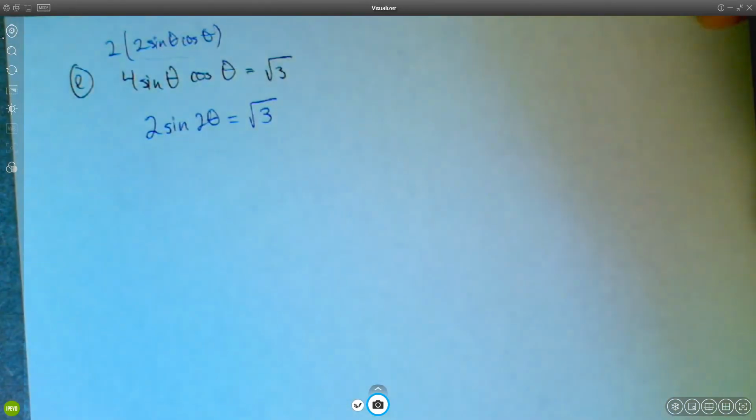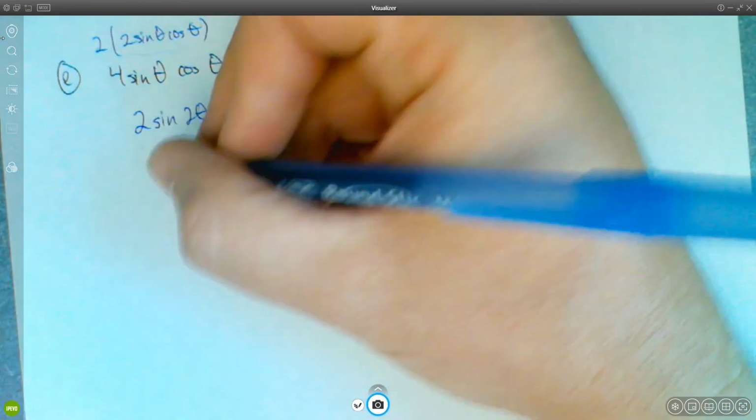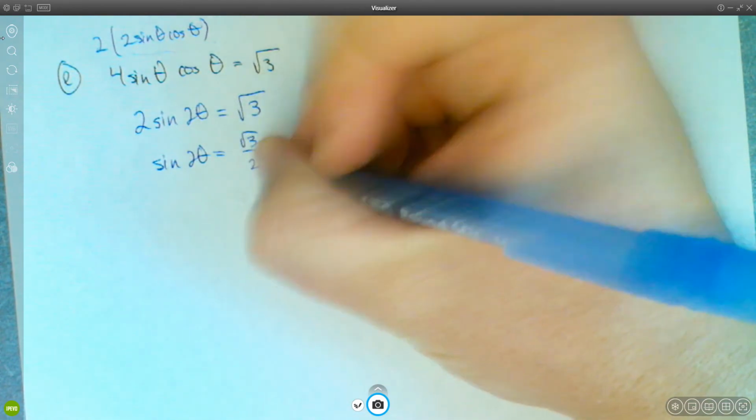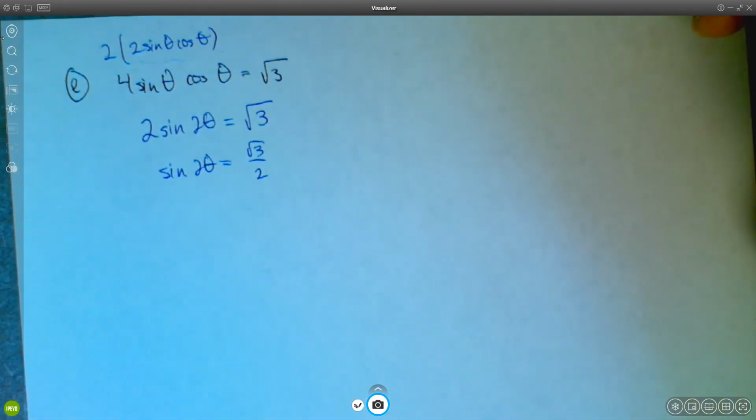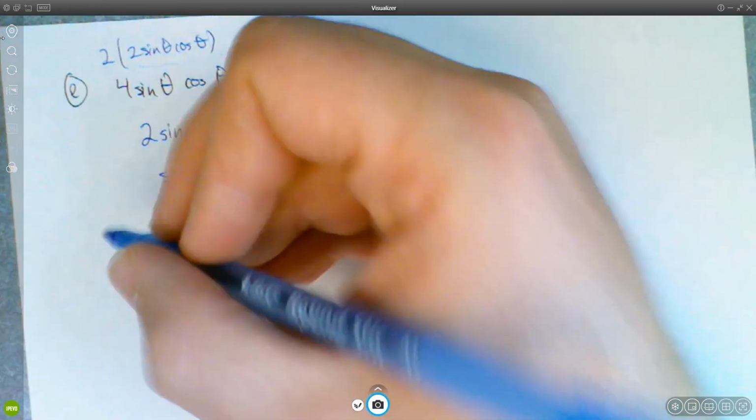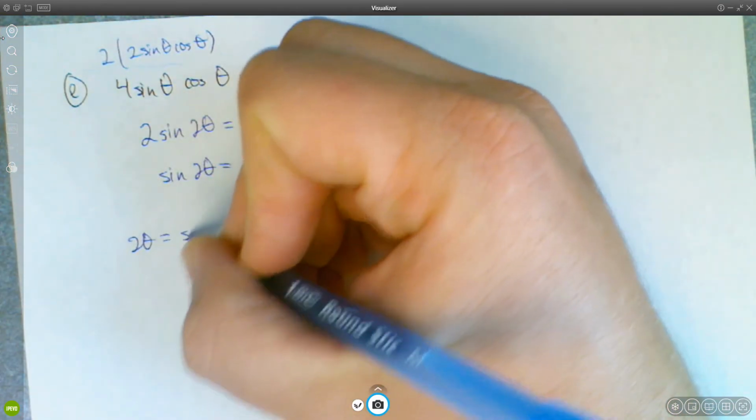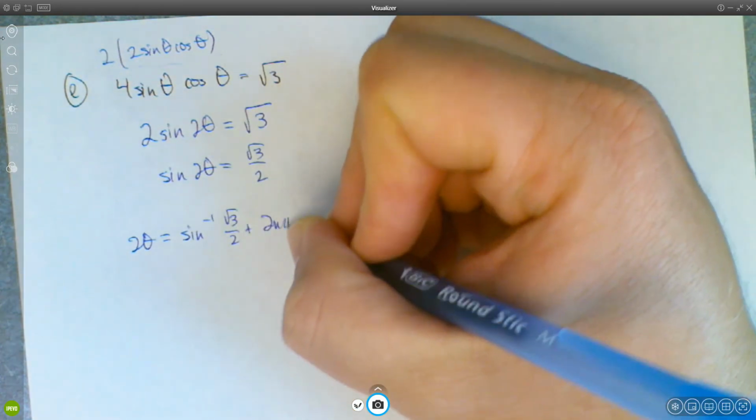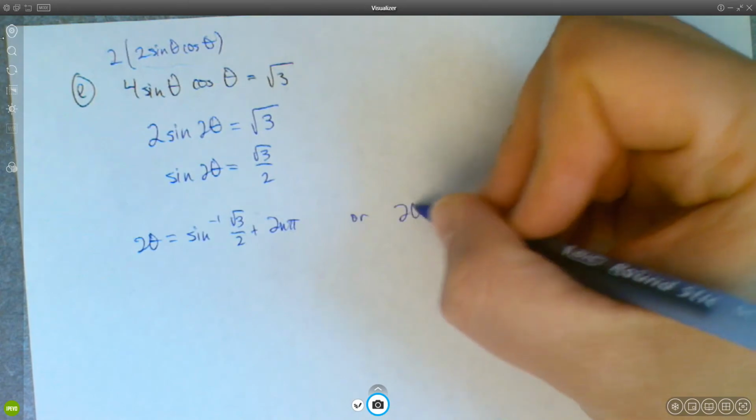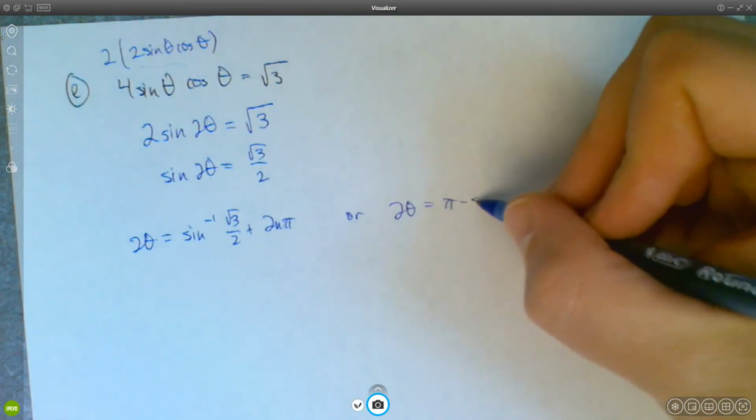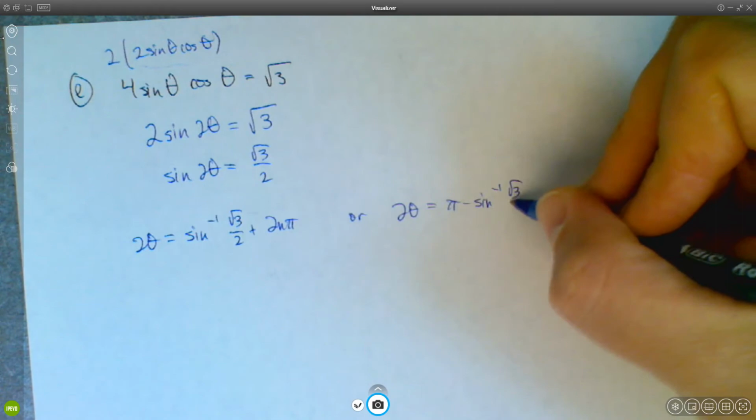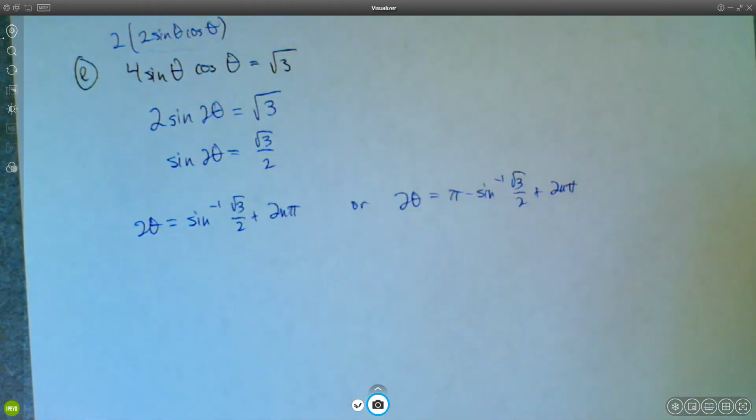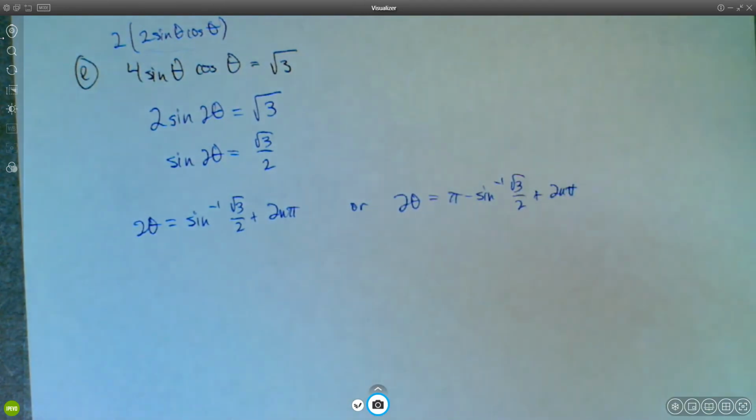And now that's a lot more simple, right? We need to finish solving for the sine function. But now we can take sine inverse of both sides, and we're going to get 2 theta equals sine inverse of root 3 over 2 plus 2n pi, or 2 theta equals pi minus sine inverse of root 3 over 2 plus 2n pi. And the rest is history, right? We'll finish it out, but it's pretty easy from here.